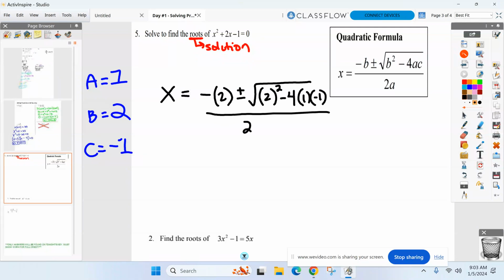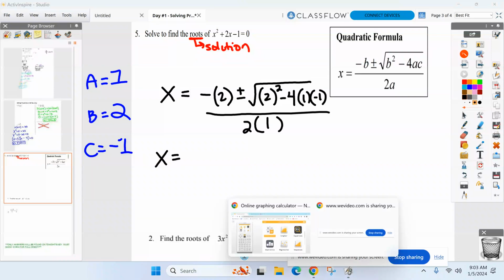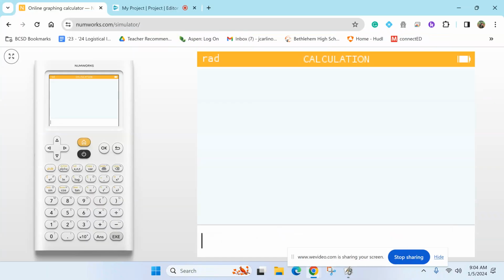2, parentheses, plug in your a value, 1. I need to see this. I can't just have you go right to the calculator. I need to see what you're plugging in. All right, let's go to the calculator now. And you should be able to type this in all in one spot. All right, get your fraction up.